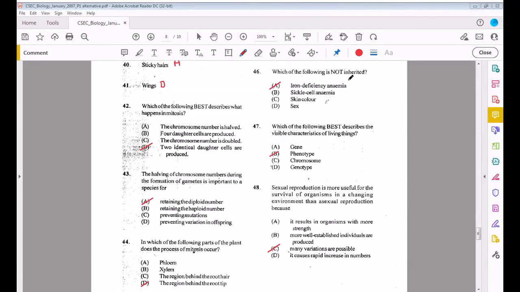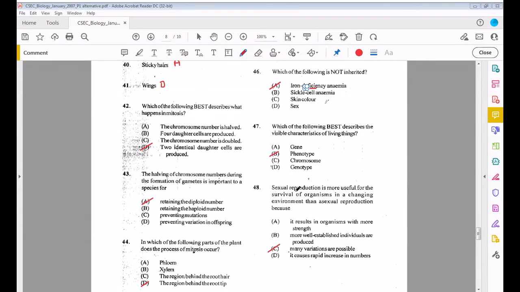46. Which of the following is not inherited? A. Iron deficiency anemia. Iron deficiency meaning that person is lacking iron in their diet. That is not inherited. 47. Which of the following best describes the visible characteristics of living things? We know that this is the B, phenotype.